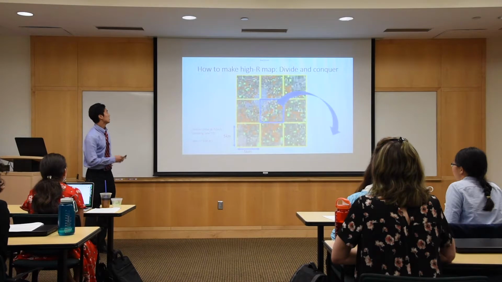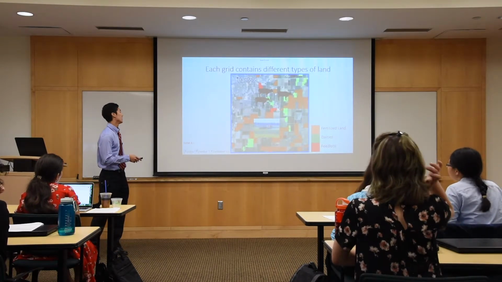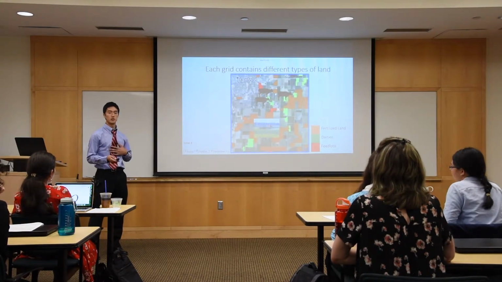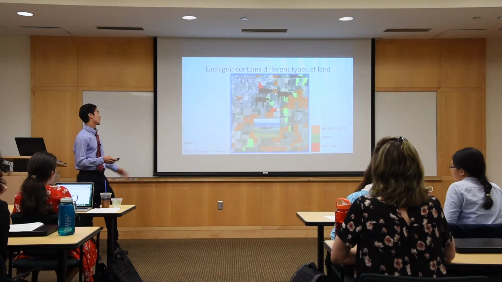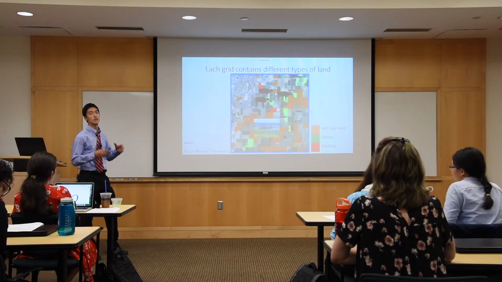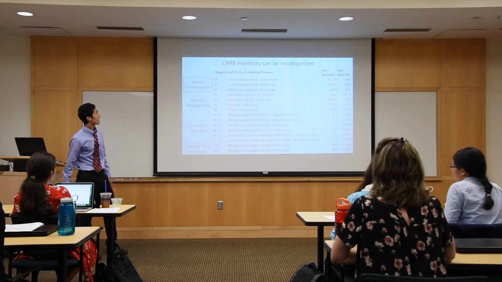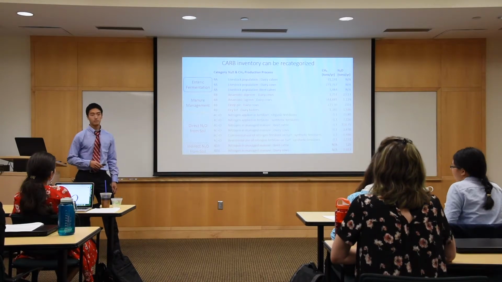If you zoom into one of these grids, you can see that each grid contains different types of land. Dairies is where the dairy cattle reside, and feedlots is where all the other cattle reside, is what I assumed. What I want to do here is to estimate the emission coming from each of these categorized lands and sum them up to get the emission coming from each grid. In order to do that, I use the CARB inventory heavily.